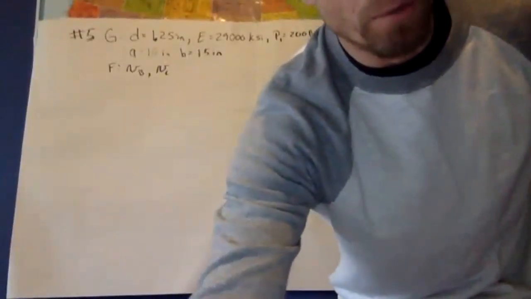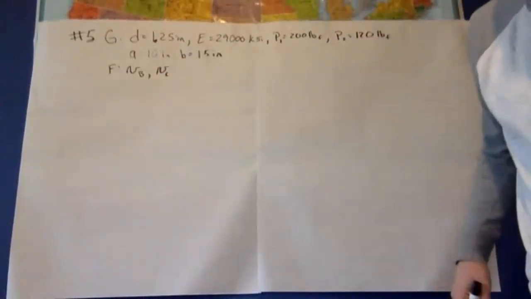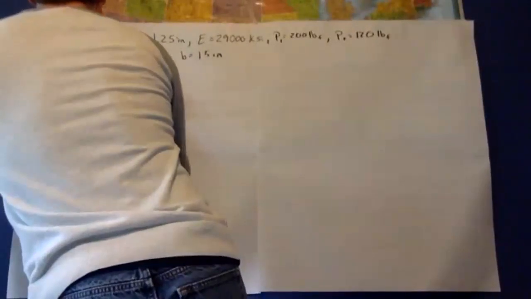Now I'm recording. So we have the given. We know what we want to find. Let's draw the illustration and see. We have this beam.